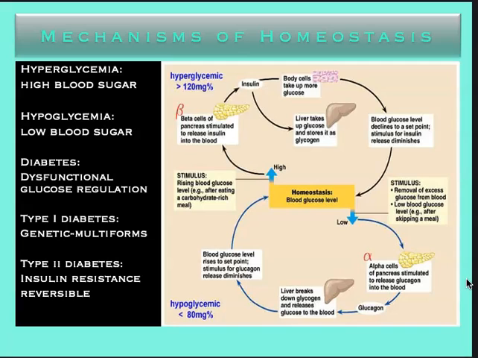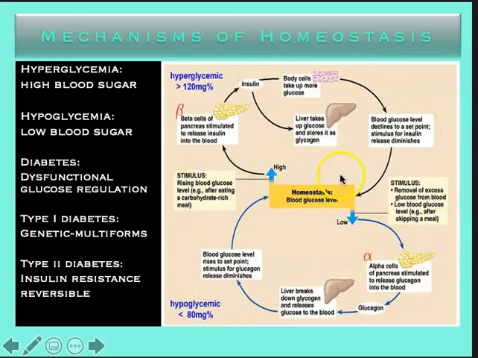So how does it work? Well, we have conditions like hyperglycemia, which is high blood sugar, and hypoglycemia, which is low blood sugar. Normally, your blood sugar should be maintained around 90 milligrams per 100 mils. But if you can't regulate your blood glucose levels, you end up with a condition called diabetes, right? So let's think about what happens.